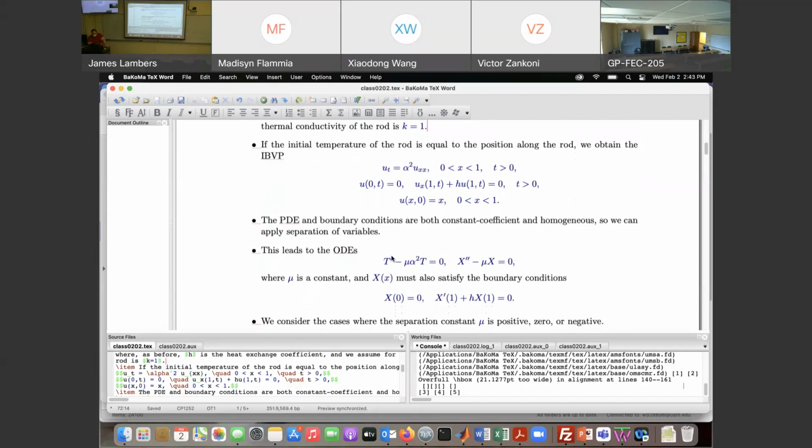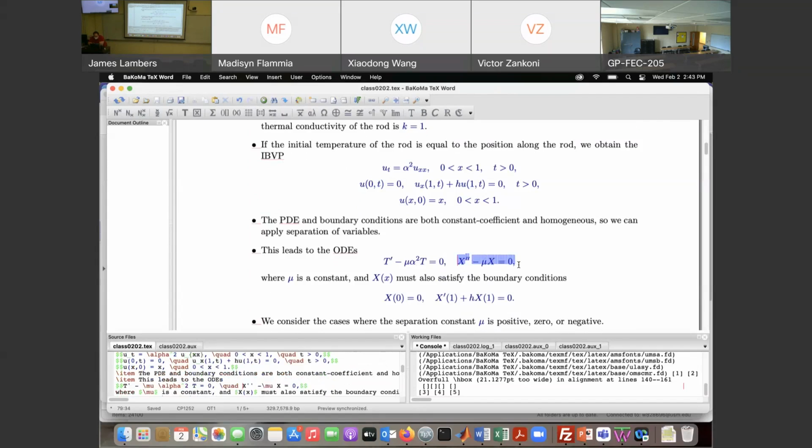So these are the same ODEs that we've had in previous separation of variables examples involving the heat equation. And for our spatial equation, solving for capital X of little x, the boundary conditions above apply. So here are the same boundary conditions applied to this ODE.